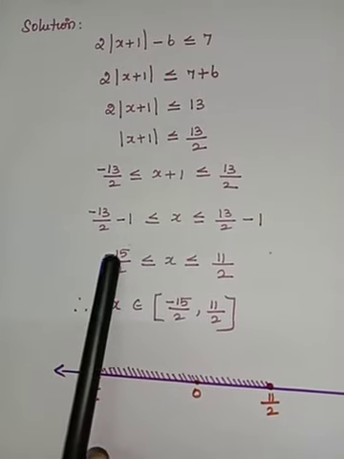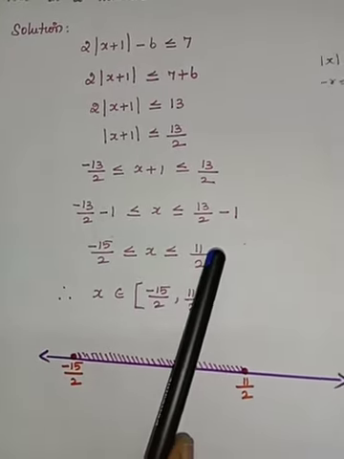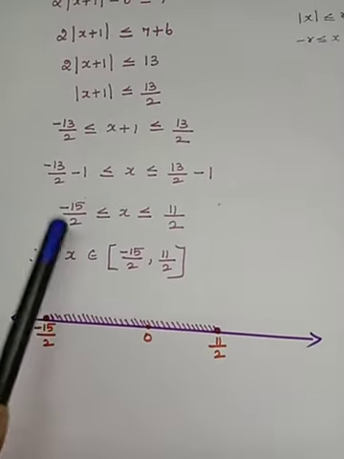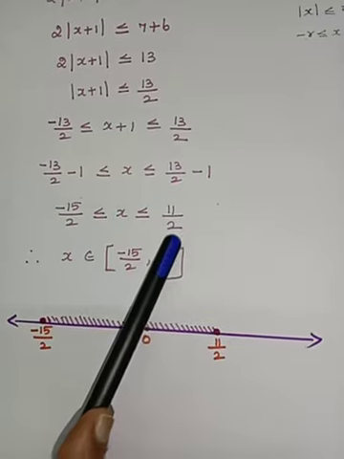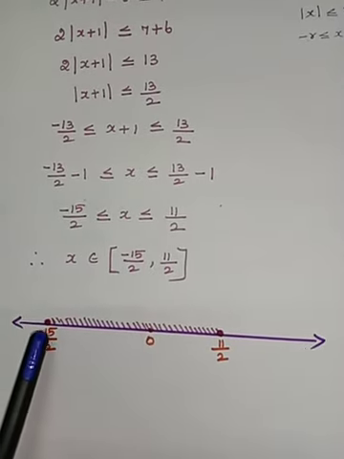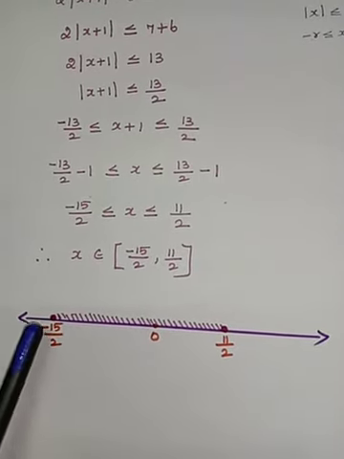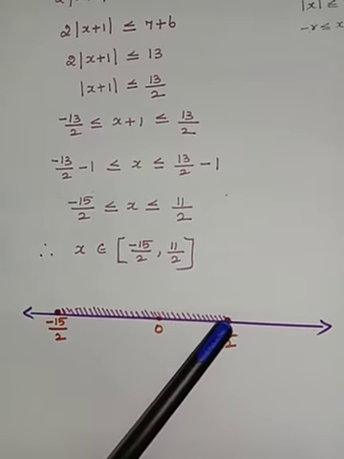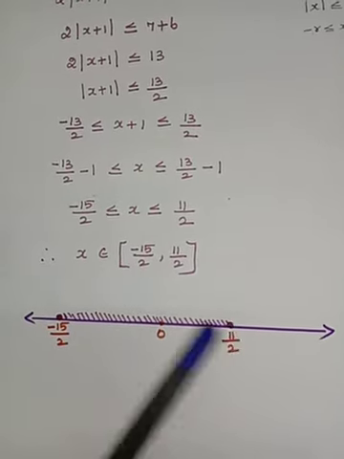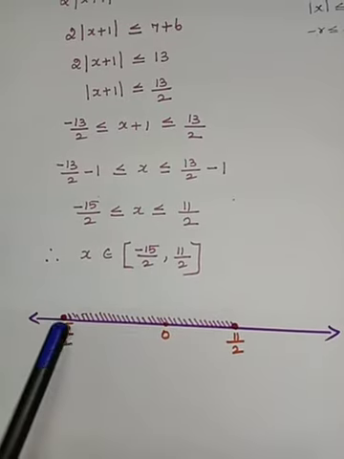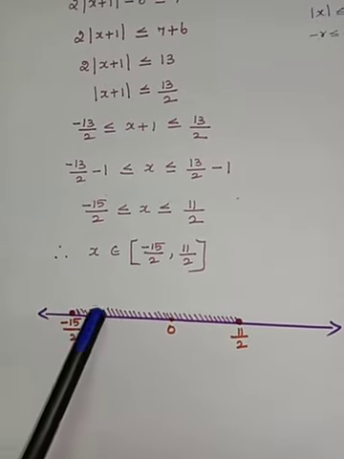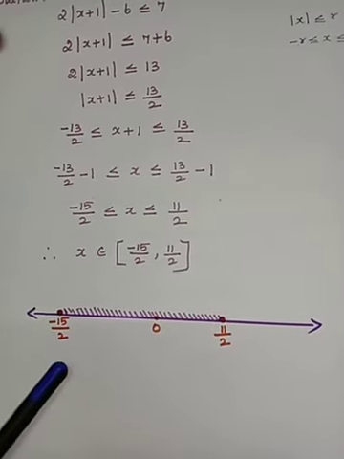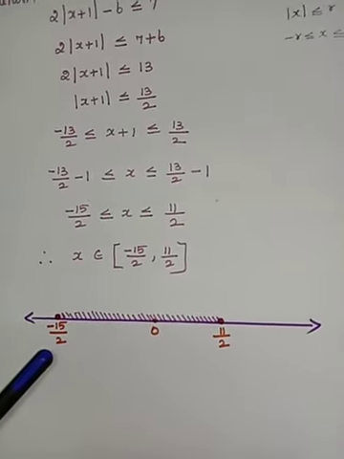So you see that minus 15 by 2 to 11 by 2. Minus 15 by 2 is included, so I shaded here, and 11 by 2 is also included, so I shaded this point. X takes the values in between, so this part is shaded. That is the solution we have marked on the number line.